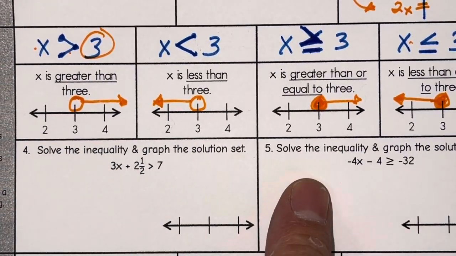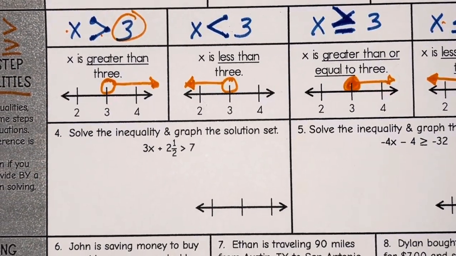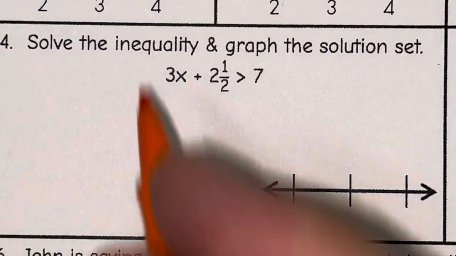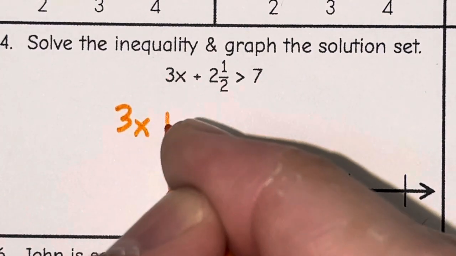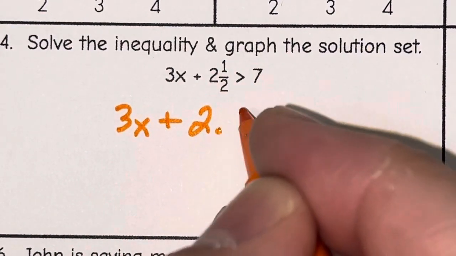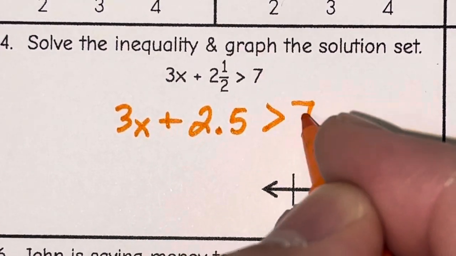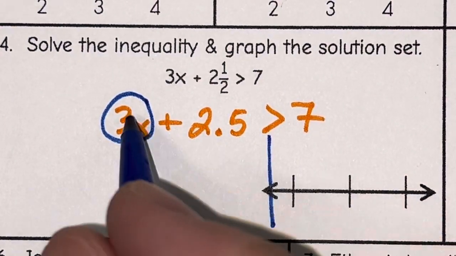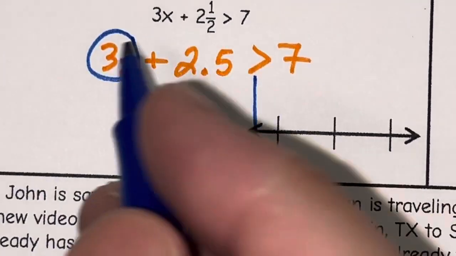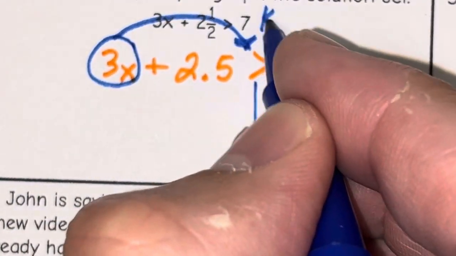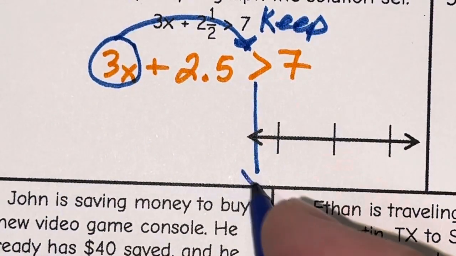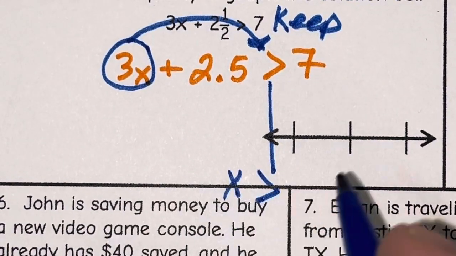So solving inequalities and graphing the solution set. While solving inequalities, we're going to follow a process very similar to solving equations. So this is going to be 3x plus 2 1/2 is greater than 7. We're going to circle the variable term and we're going to bring the sign down. Now, if the variable term is positive, then we keep the sign the same. If the variable term is positive and the sign's on the left, then the sign's going to stay the same and we're just going to solve for x.